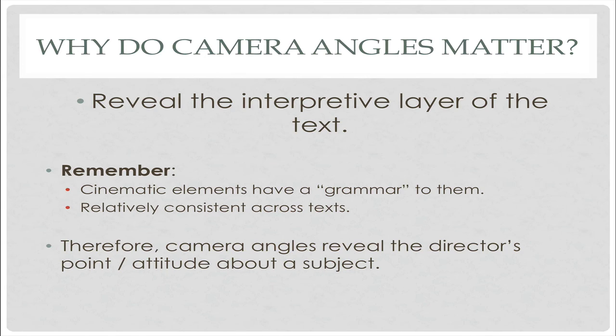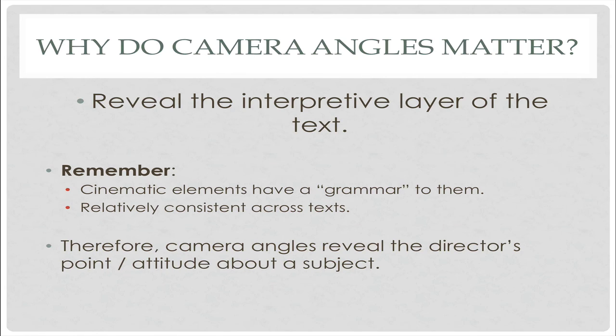And so as we've said before, these cinematic elements have a grammar to them. Just like a comma or a period or a semicolon means something in writing, a pan, a close-up, a long shot, a low or high angle have grammar to them in film. They're relatively consistent across texts. So when you see what we're going to call a Dutch angle in various texts, it probably means something very similar. So just like a comma means the same thing across any written piece, so might a low or high angle, a pan, a tilt, close-up, etc.